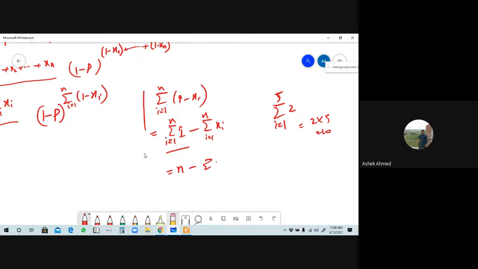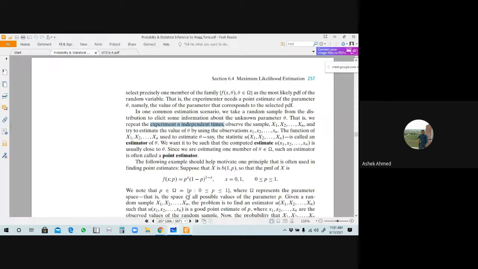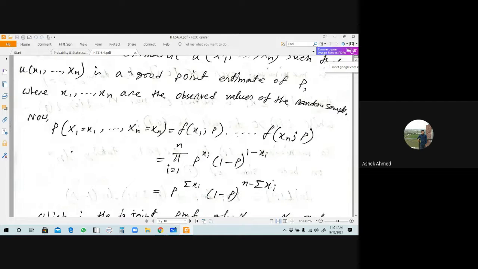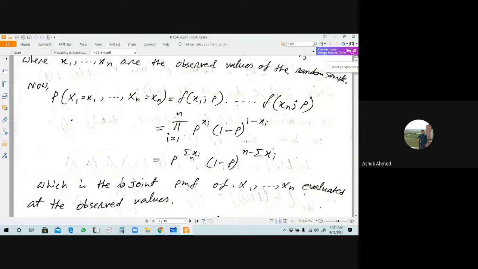Okay, and the summation of xi. So that has given directly, that I have written here, this term directly. p to the power summation of xi, 1 minus p to the power n minus কত, summation of xi. Understand? Response me.